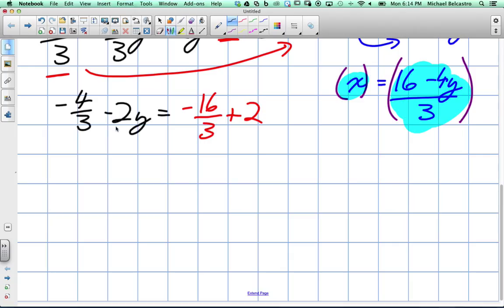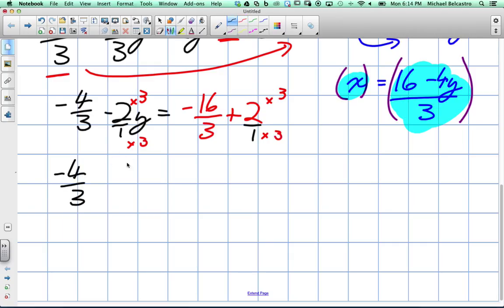So since this is technically over 1, and this is technically over 1, what's the common denominator here? What do we need to change our denominator to? Oh, sorry, 3. Yeah, let's change it to 3. It'll be simple because we just got to multiply the top and the bottom of the fraction by 3. Correct? Yes. Okay. So when we do that, we have negative 4 over 3.